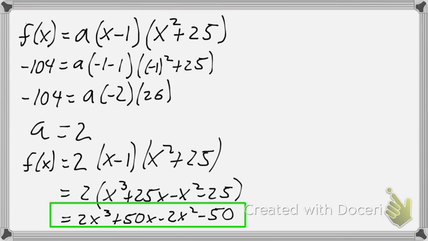All right, so that is indeed a third order polynomial, and if I factor it out, I'm going to find that my solutions are x equals positive 1, x equals positive 5i, and x equals negative 5i.